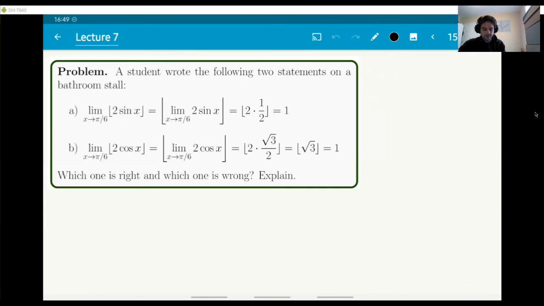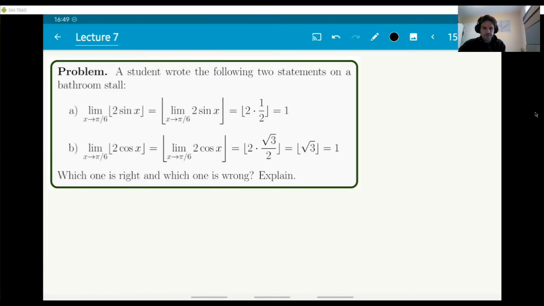Look at what they wrote in the first one. You have the function 2 sine x, and the whole thing is inside of a floor. The student wrote the limit symbol inside of the floor. And then he just computed the limit inside here. Well, 2 sine x. Sine x is going to sine of pi over 6, which is 1/2. So you have 2 times 1/2 inside of floor, and that's floor of 1, which is 1.